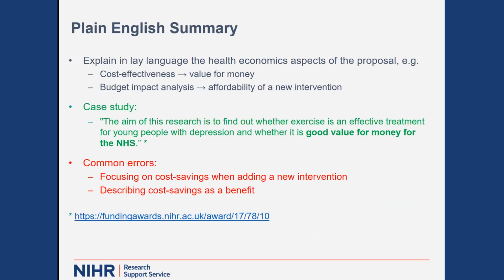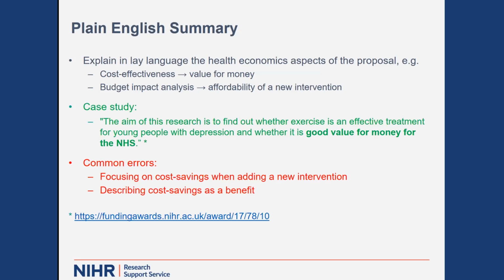So for the plain English summary, you need to explain in lay terms the health economics aspects of the proposal. If it's a cost effectiveness analysis, you could say you'll be looking at value for money of the new intervention. If you're doing a budget impact analysis, you could be talking about the affordability of a new intervention. And as the case study was a cost effectiveness analysis, they stated that the aim of their research was to find out whether exercise is an effective treatment for young people with depression and whether it is good value for money for the NHS.